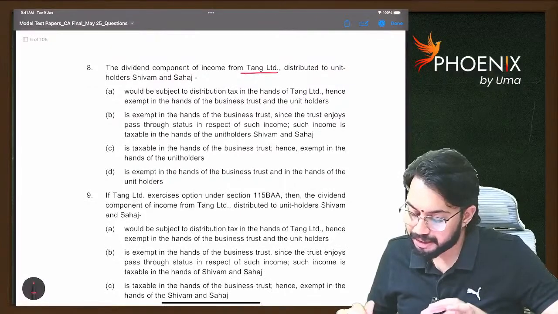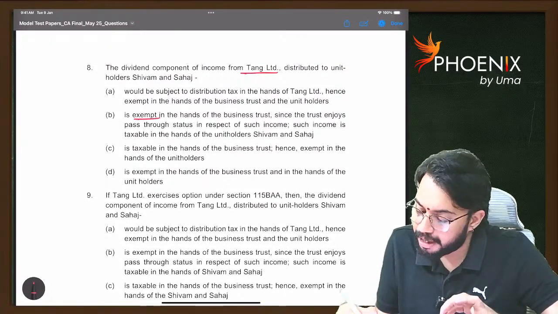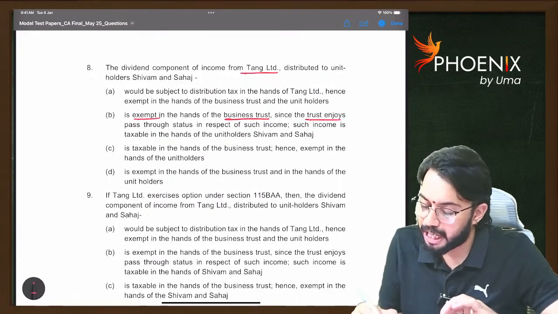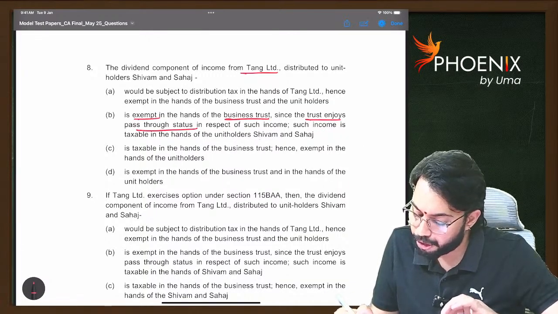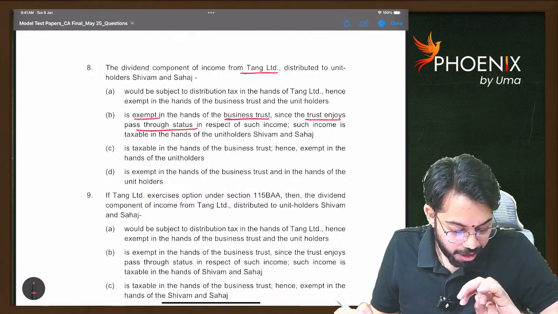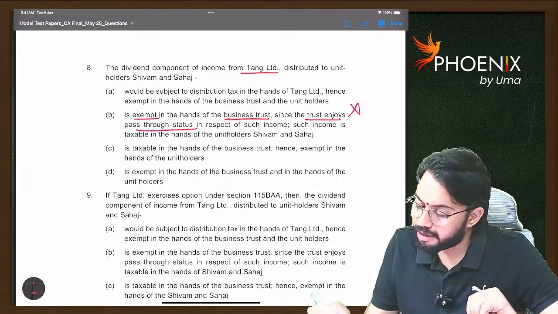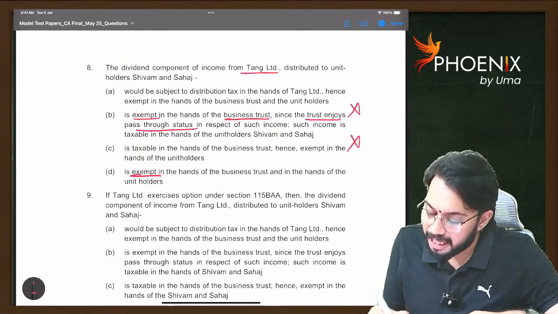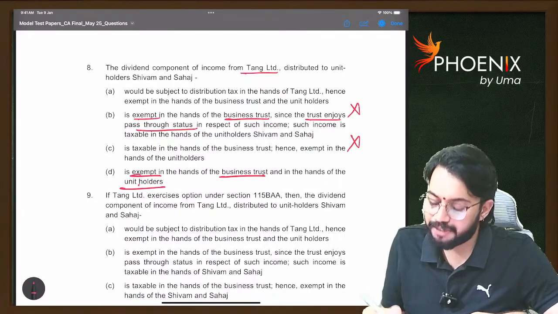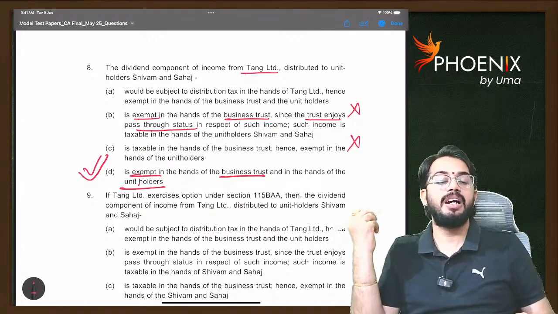The option saying it is exempt in the hands of the business trust since the trust enjoys pass-through status and such income is taxable in the hands of unit holders, this is also not correct. It is taxable in the hands of the business trust, not correct. It is exempt in the hands of the business trust as well as in the hands of unit holders. This is the correct answer.